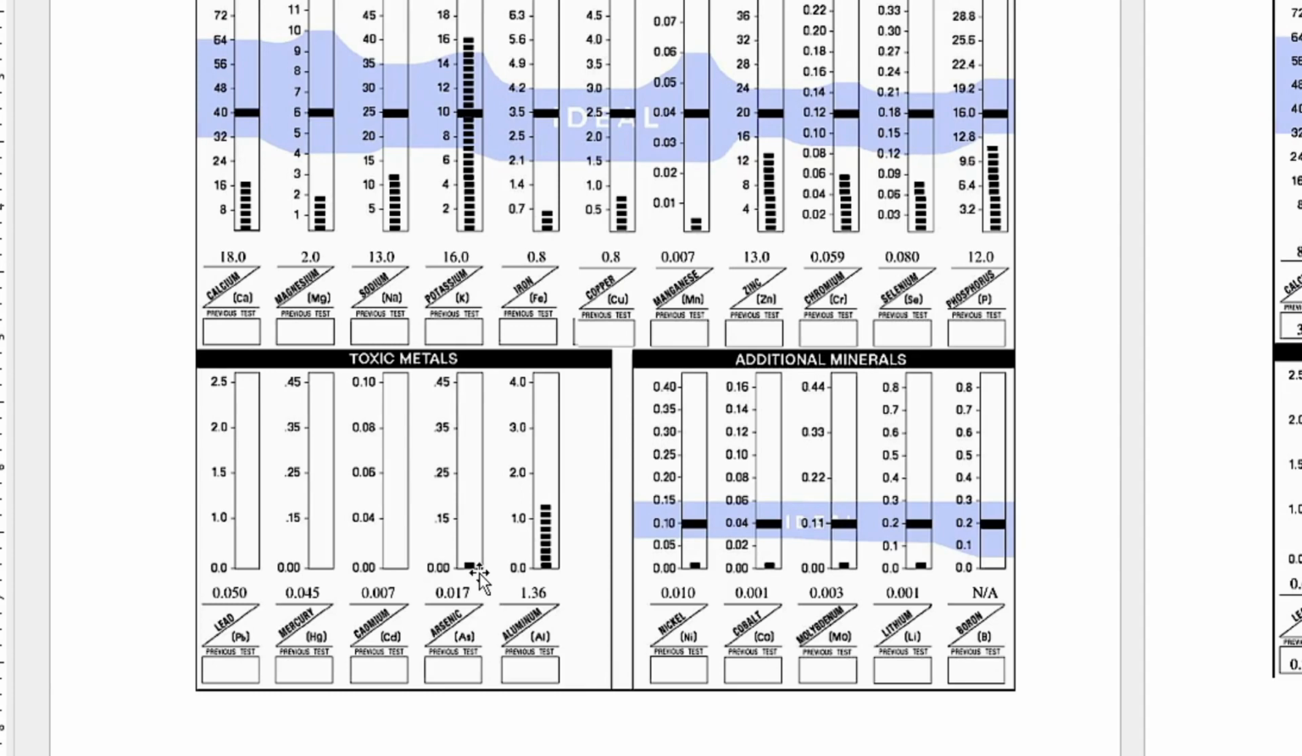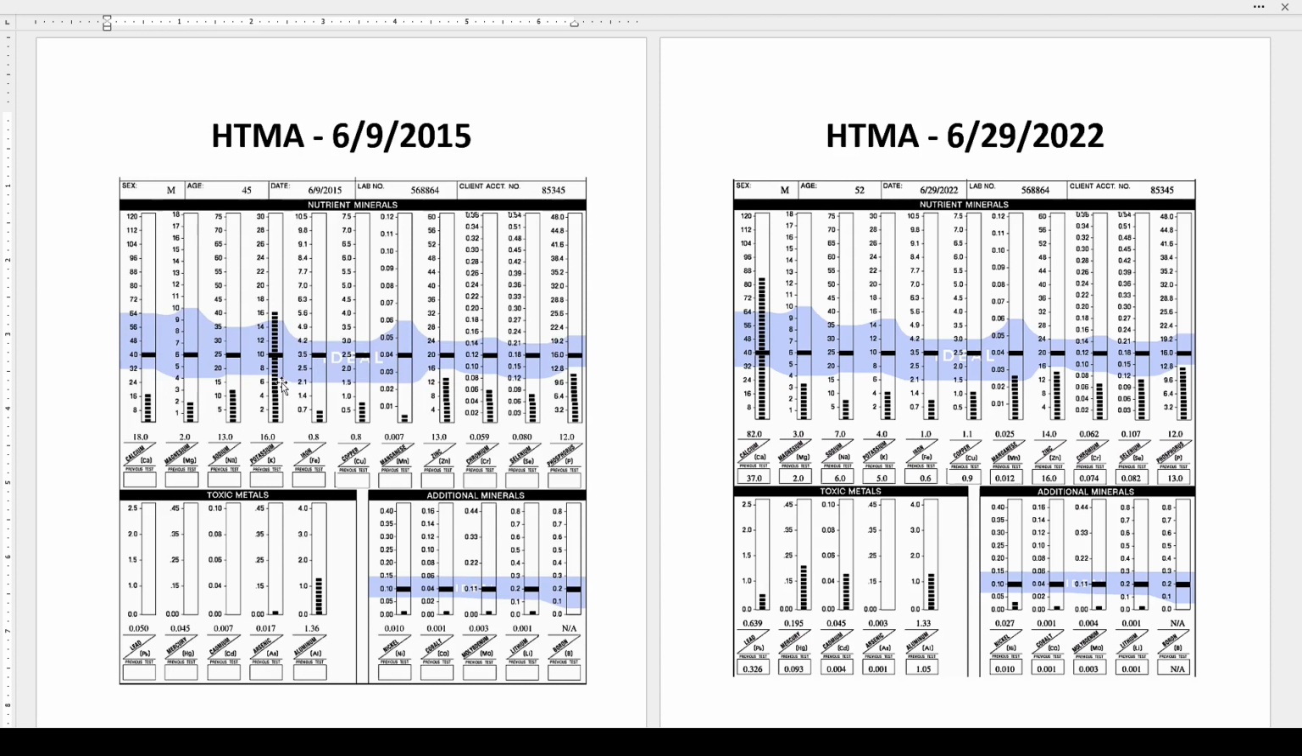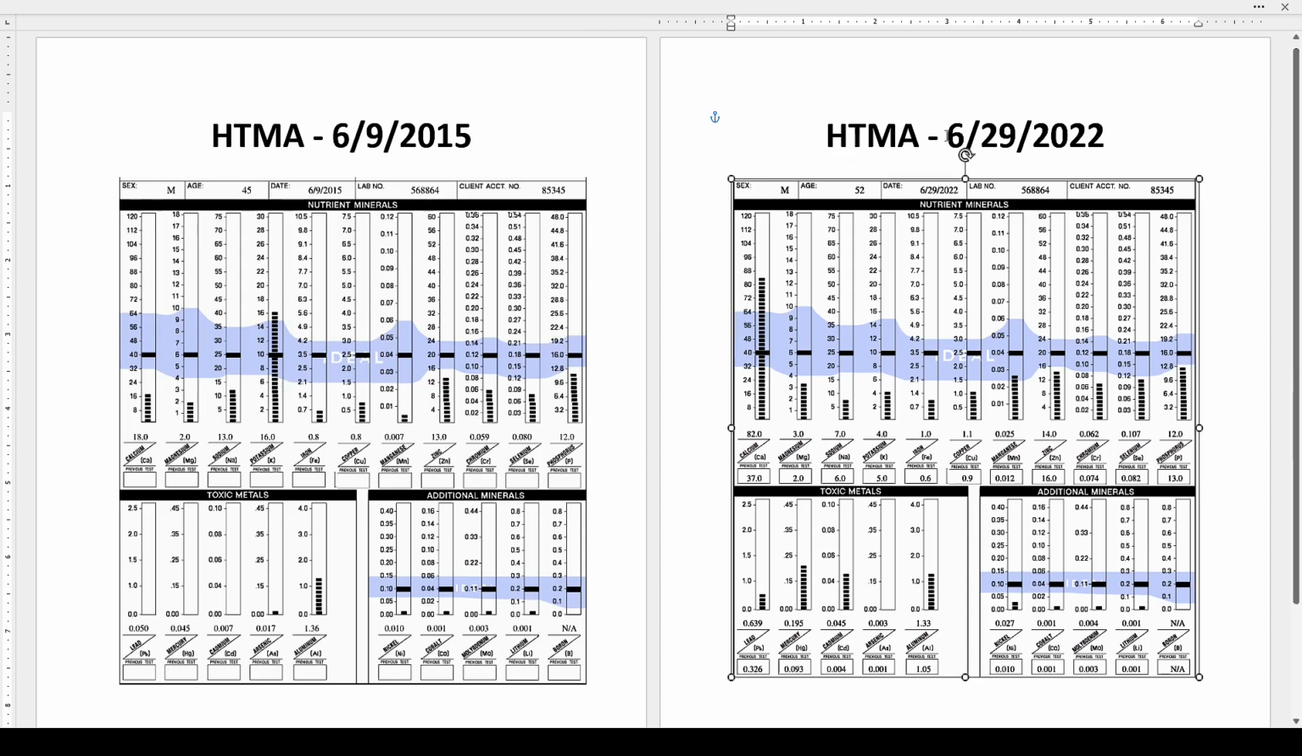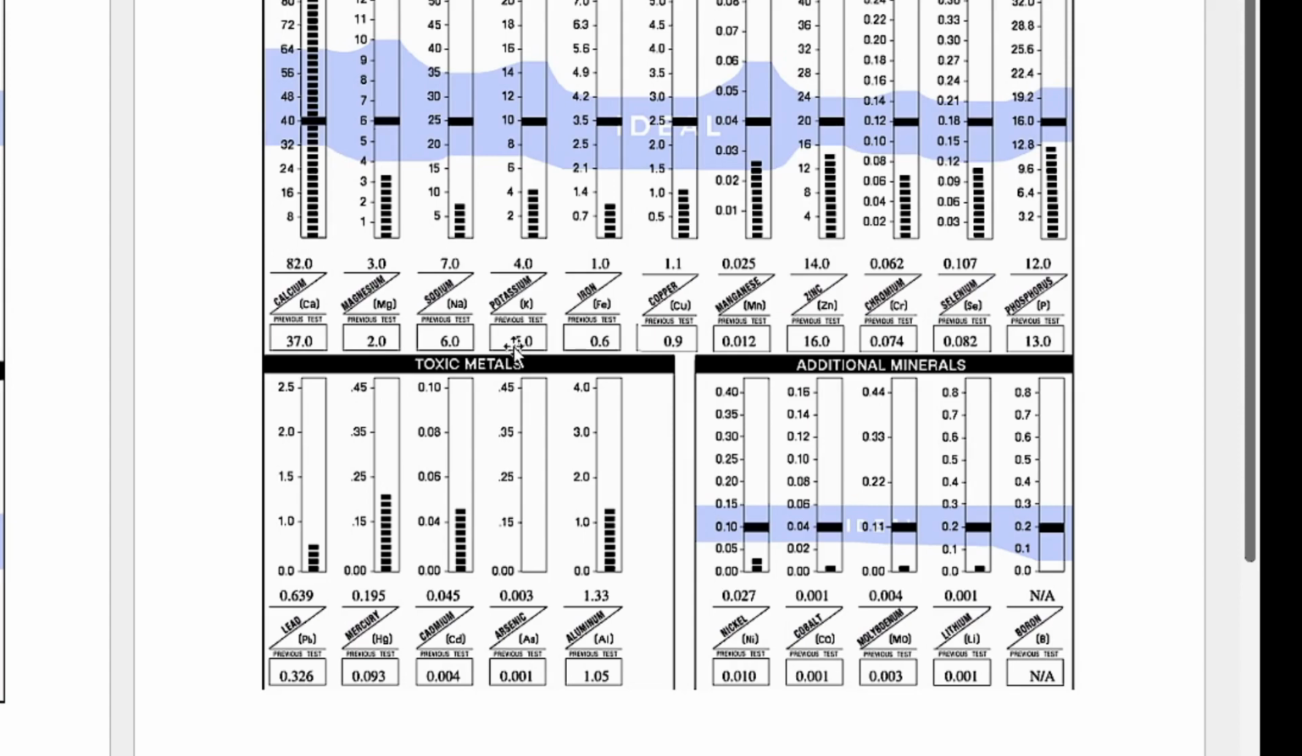But that doesn't mean that he doesn't have toxic metals stored elsewhere in the body. And to my point, when we look at his hair test 7 years later on the left here, we see that the toxic metal section looks much different. He actually has a high amount of lead, high amount of mercury, high amount of cadmium, and a higher amount of aluminum on this test, nickel as well if we look over here. So what happened here 7 years later?